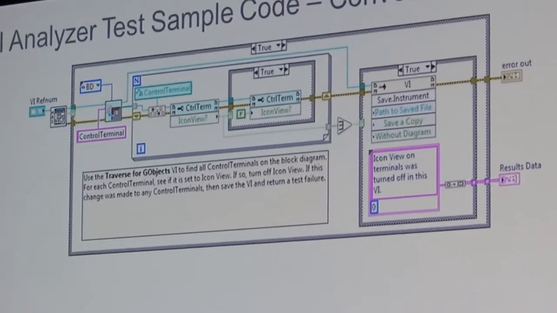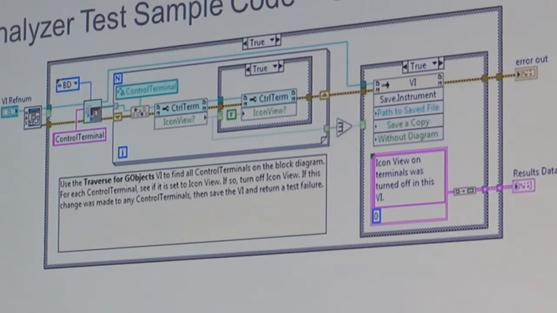So speaking of icon view, here's a VI Analyzer test that will go in and turn off icon view on every control terminal in the VI. And if it changed anything, we'll save the VI.